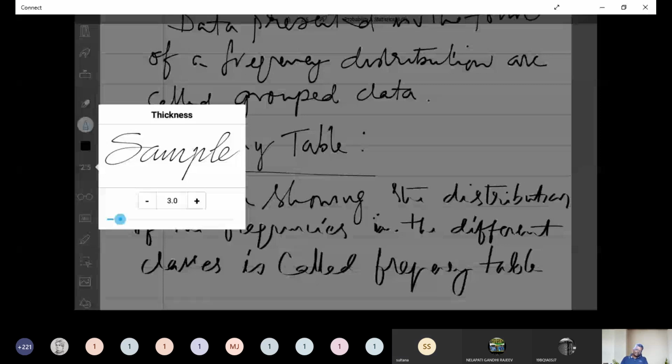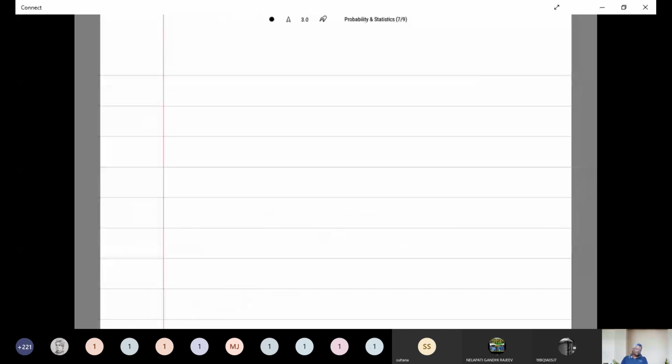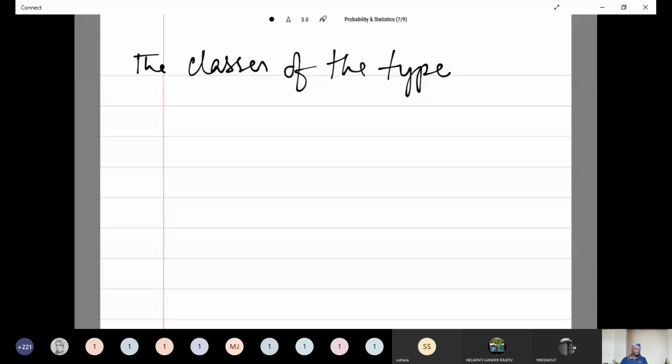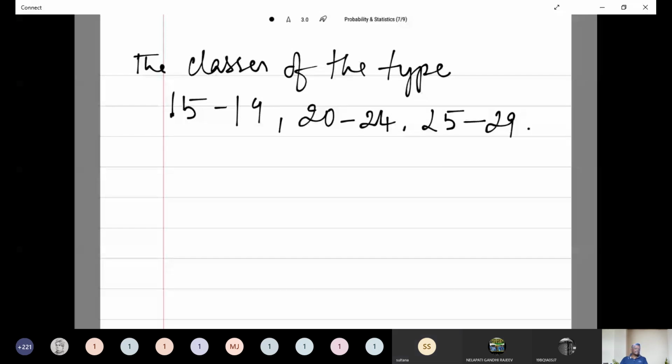Now, observe, these are the types of some classes. The classes of the type, generally we have to observe this one, all of you know: 15 to 19, then 20 to 24, then 25 to 29, etc., like this, in which both upper and lower limits are included. This is very, very important.